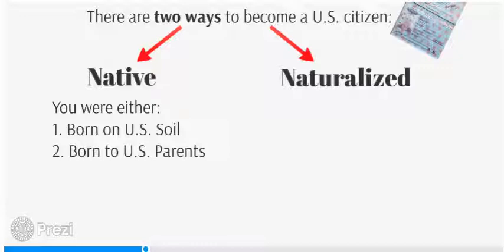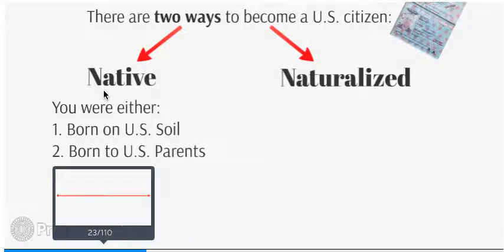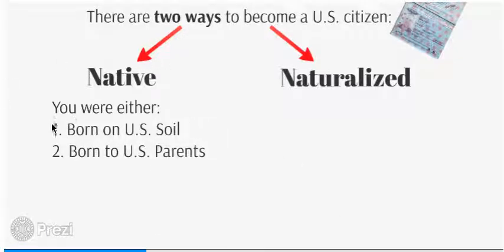So if you were born on U.S. soil, you're a native citizen, or if you were born to American parents. So let's say that your parents are on a cruise and your mom is 9 months pregnant and she gives birth to you on a cruise in the middle of the Atlantic Ocean. You are a citizen of the United States because when you are born, your parents transfer their citizenship onto you. In addition to that, if you are born on U.S. soil, you are an American citizen regardless of your parents' citizenship. And that will come in handy when we start talking about immigration policy.